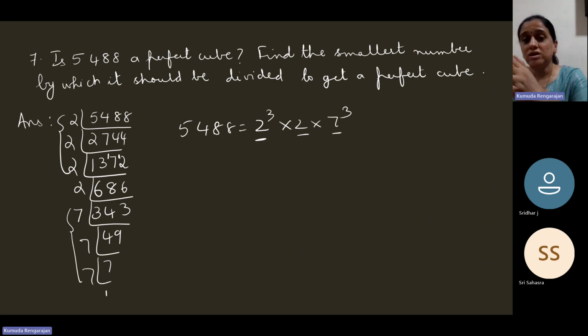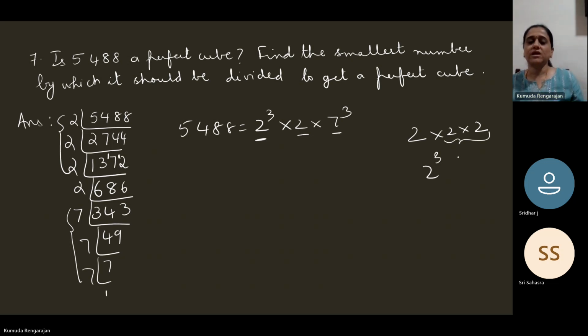What's the answer if the question is find the smallest number by which it should be multiplied? You should multiply by 4. Because to find the least number by which it should be multiplied, there is one 2. You need 2 more 2's so that it becomes 2 cubed. So it should be multiplied by 4. So the least number by which it should be multiplied is 4, divided is 2.